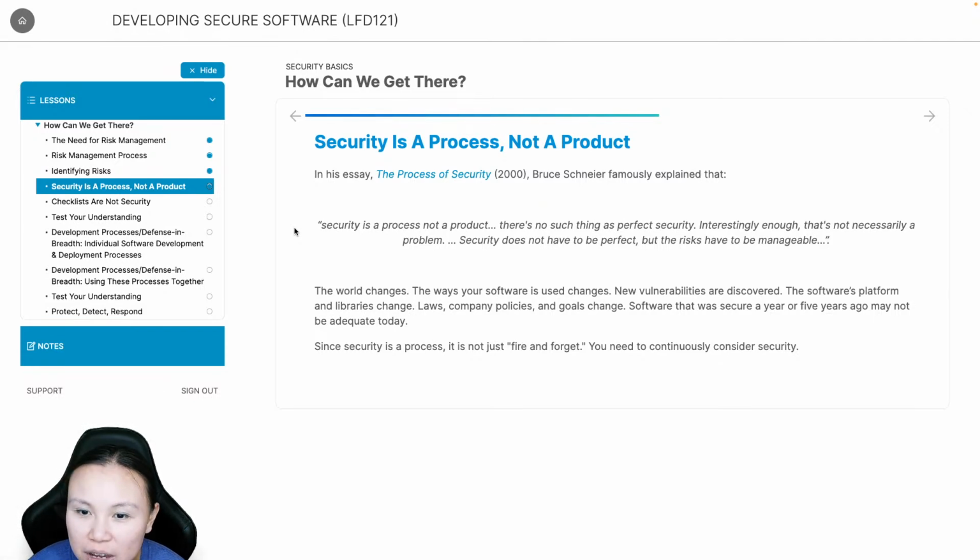The world changes. The way your software is used changes. New vulnerabilities are discovered. The software's platform and libraries change. Law, company policy, and goals also change. So software that was secure a year or 5 years ago may not be adequate today. Again, you can't say, okay, it's fixed, everything is going to be fine forever. No, there's no happily ever after. You have to keep on working.